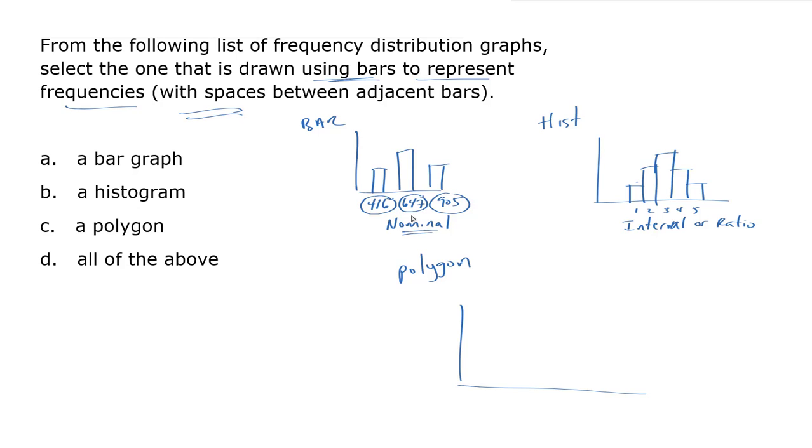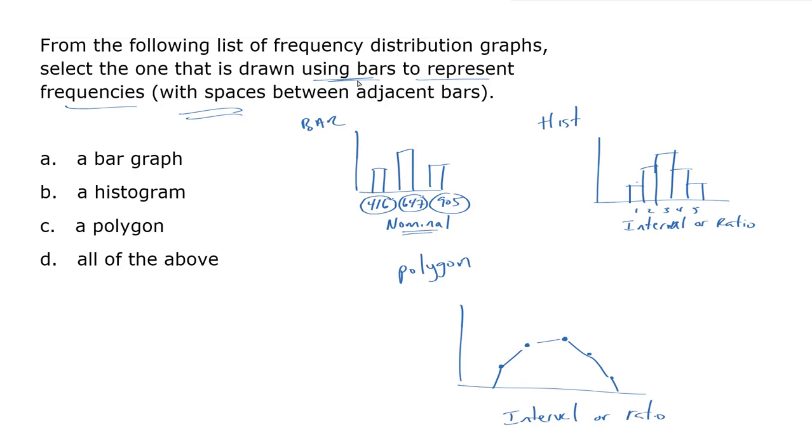Whereas these ones here, 647 is not more of something than 416. It's just a different identification code. A polygon is very similar to a histogram. However, instead of having bars, you just have dots at the top of where the bars would be, and then line segments that connect those dots. Once again, this deals with interval or ratio data.